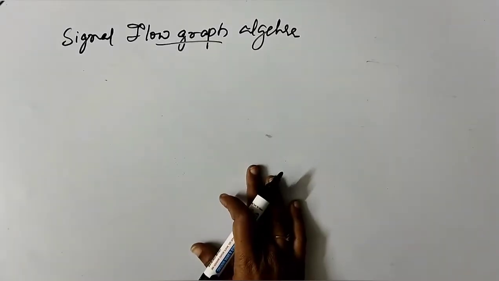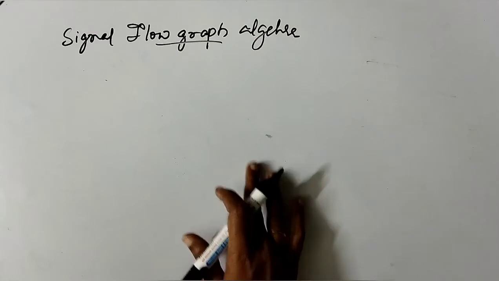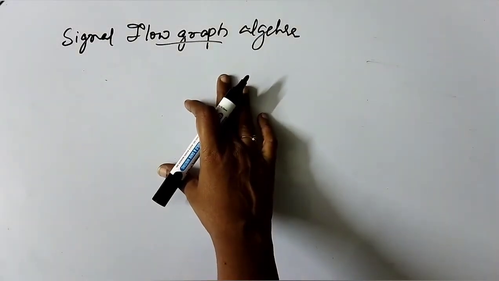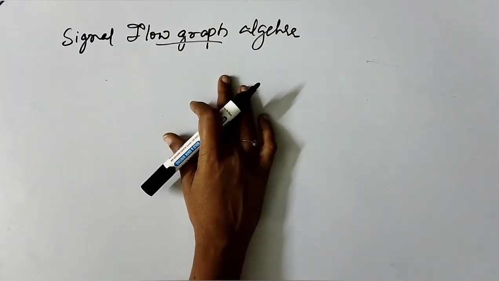In the last session, we came to know what a signal flow graph is and the terminology regarding signal flow graphs. Today we'll see signal flow graph algebra. In this, you have certain rules.